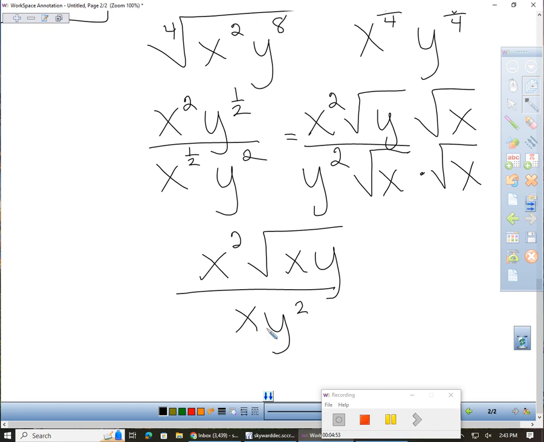One last thing. What else do you see we can simplify there? The x's, right? I have x squared on the outside and x on the bottom. I get rid of this x for one of them here. So we get x square root xy over y squared. Everything else is already set, right? The y on the bottom is on the outside where the other y is on the inside.